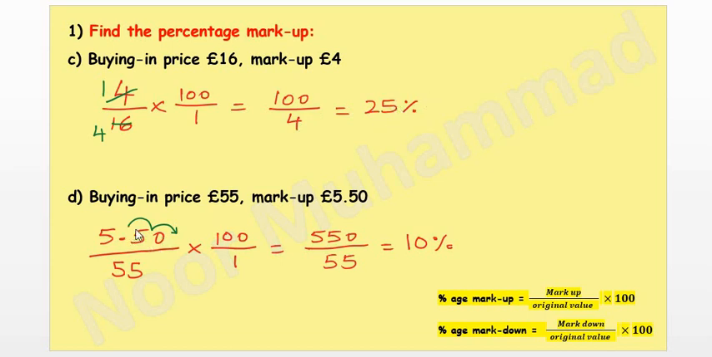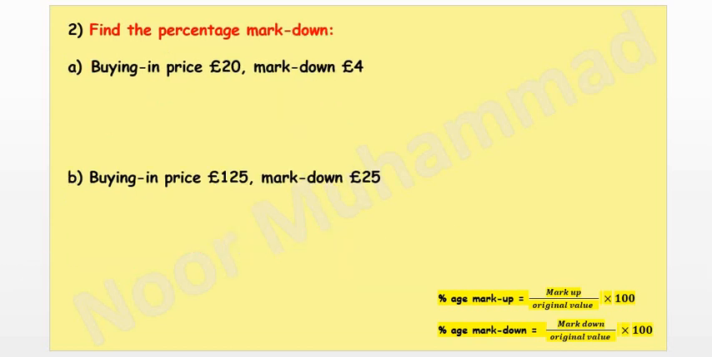So that's why 100 divided by 4 will give us 25%. And here again, when I multiplied it by 100, I moved the decimal 2 places to the right side, so it became 550 over 55. Now 55 divided by 55 will be 1 and extra 0 will be placed here. The next questions are finding the percentage markdown. Same idea, just we now have the case of a loss, or you can say it's not a profit, it's a loss. So simply what will you do?